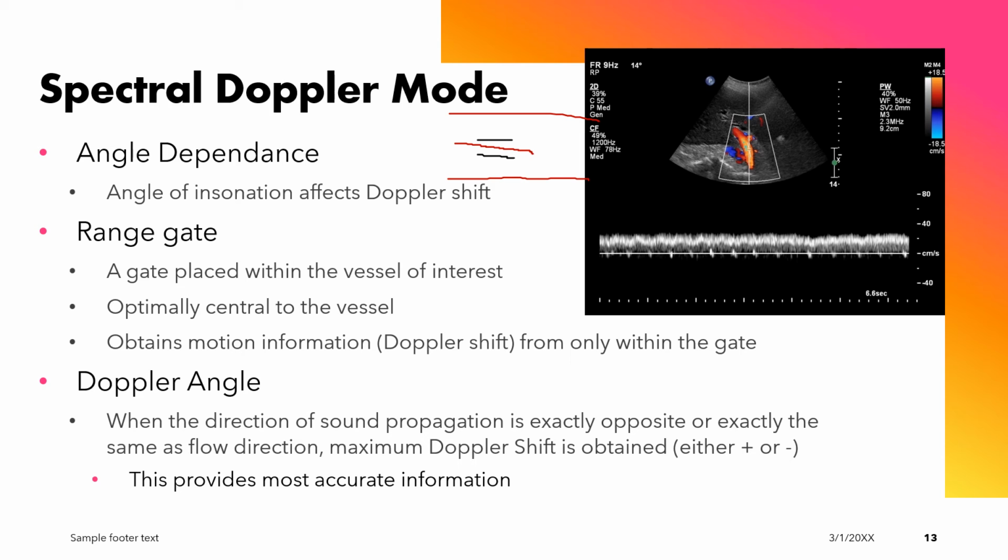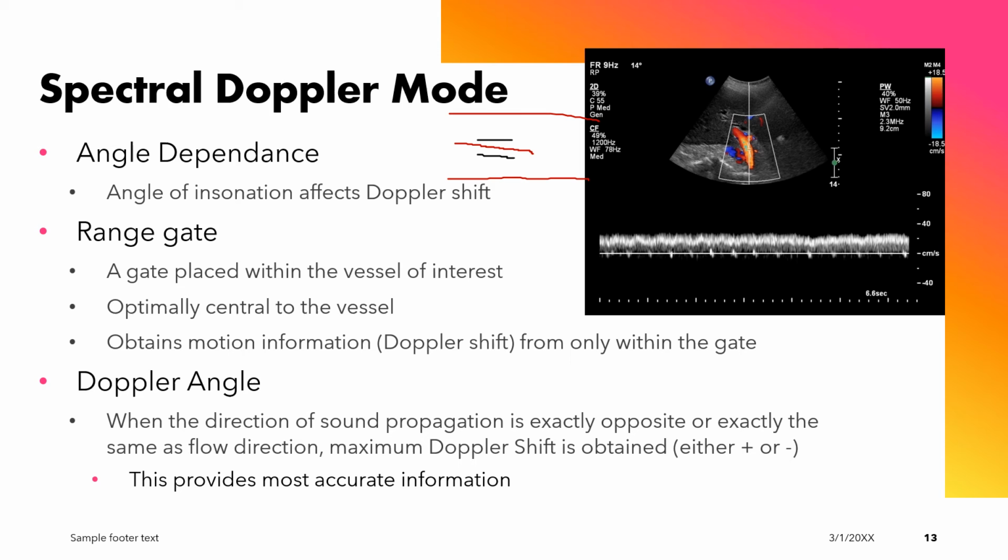The idea of what this long line is within the range gate or the cursor is that we need to make this long line our angle. Our angle, or our spectral angle, should be parallel to the angle of the vessel, and it should be less than 60 degrees, as we're going to talk about here shortly.